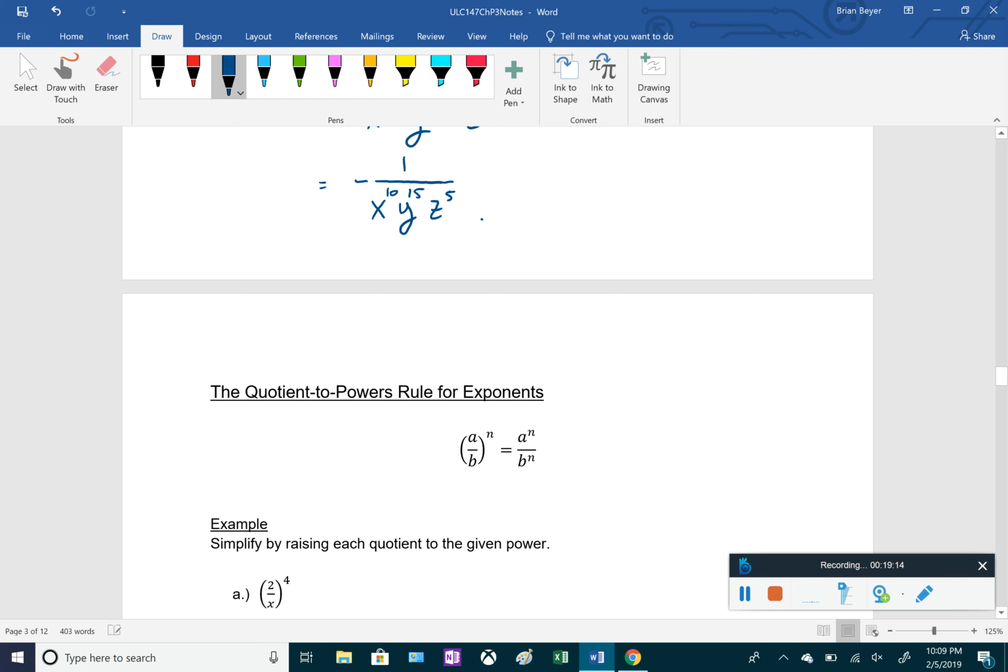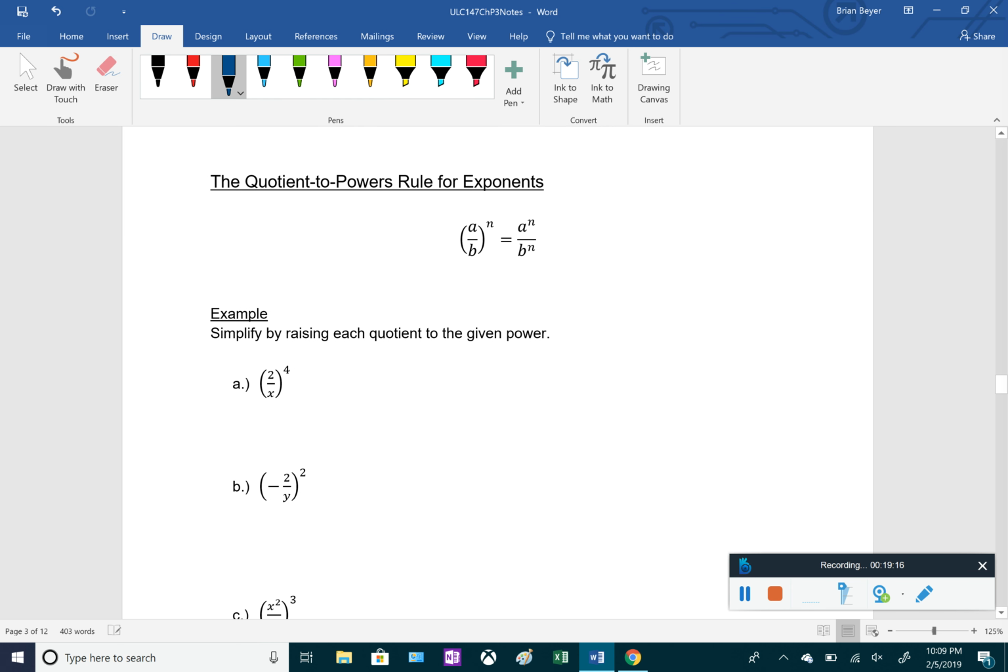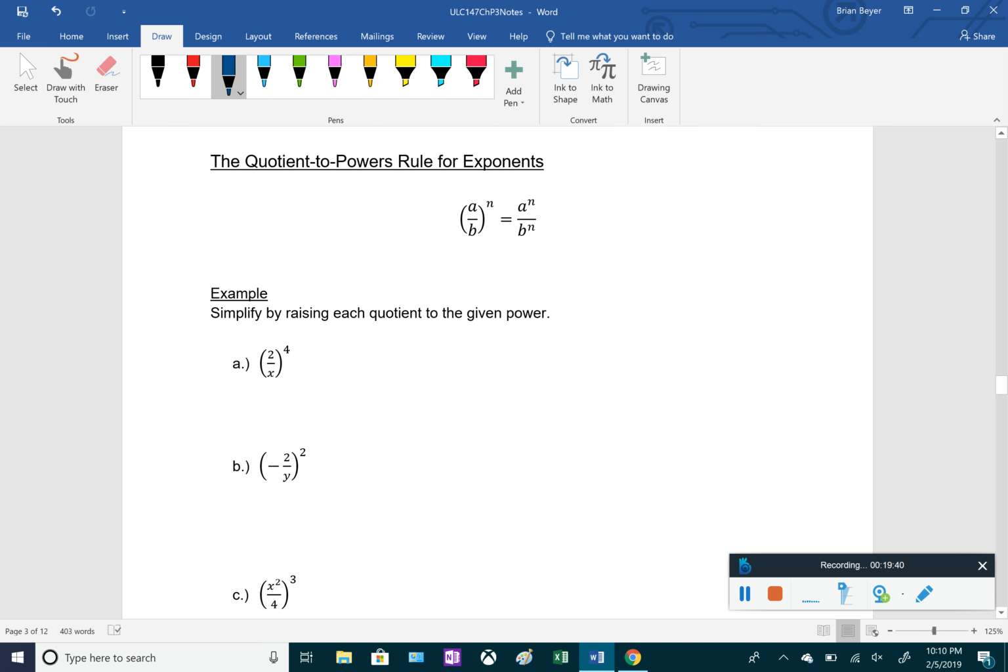Okay, so next one, quotient to powers rule. So now this is the last rule here. It's really similar to the one that we just did. So if we have a fraction, so two things being divided, a divided by b, and the whole thing is raised to an exponent of n, we can give the exponent to the numerator and denominator. So I'm going to skip showing why that is for this one. Let's get into using it in the examples.